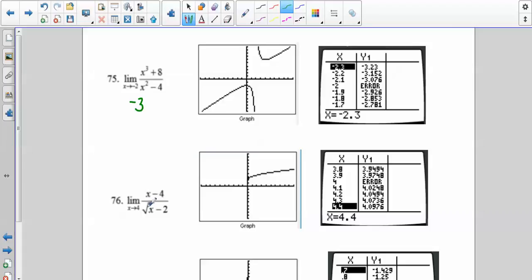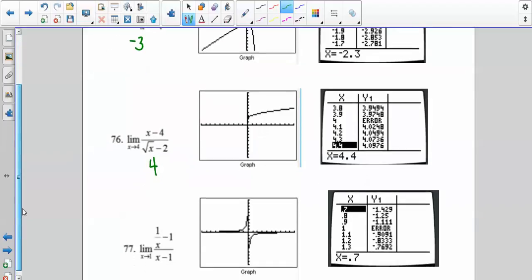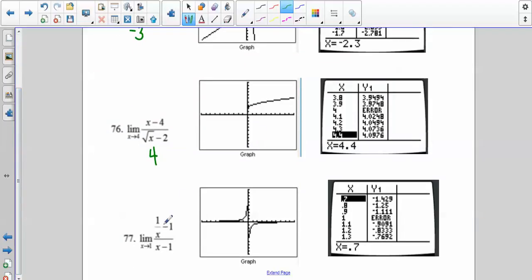In 76, we did the same thing. We're approaching 4. So as I approach from the left and as I approach from the right, you can see that the y value is going to be about 4. And the last problem, we want the limit as x approaches 1. And so as I approach from the left and as I approach from the right, we are zooming in on a y value of -1. And so -1 is our answer.